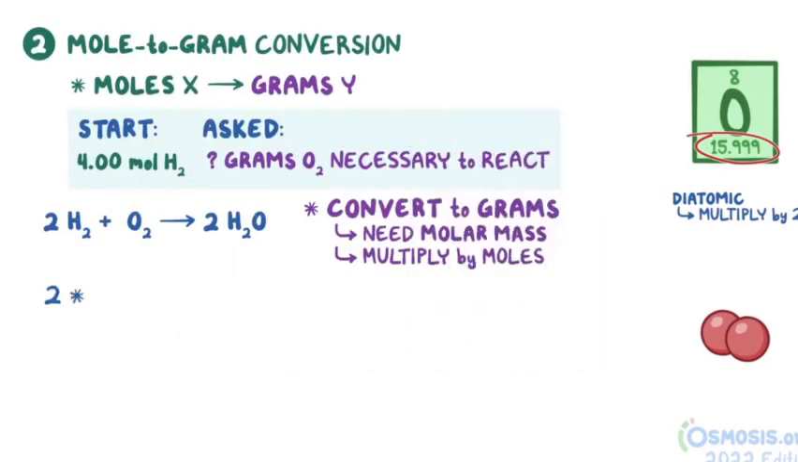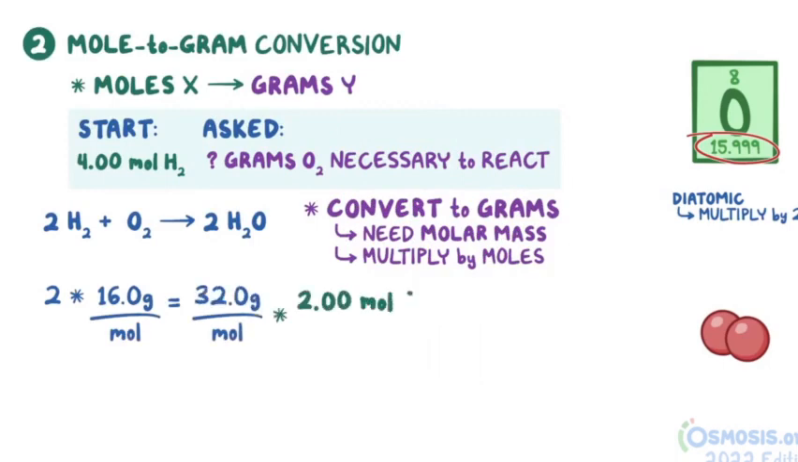So 2 times 16 grams per mole equals 32 grams per mole. Next, we multiply 2 moles of oxygen by 32 grams per mole. The moles cancel, and we get 64 grams of oxygen. We can use this same approach whenever we're given moles of one substance in the reaction and we want to find grams of something else.